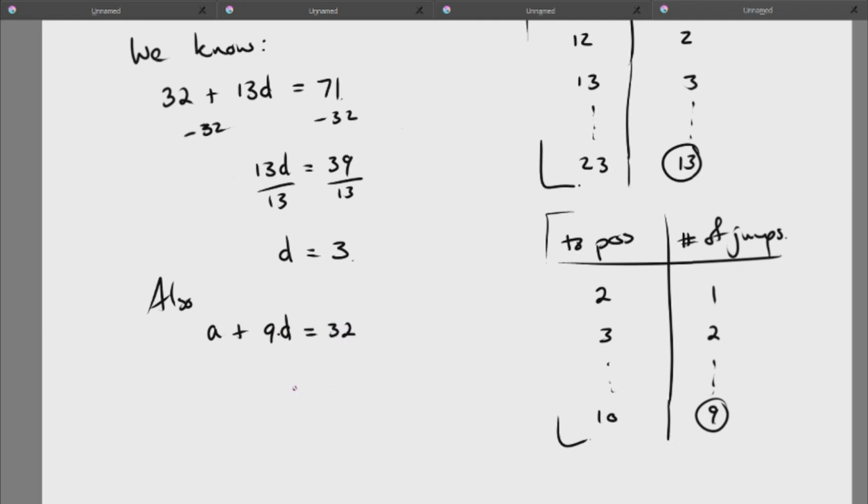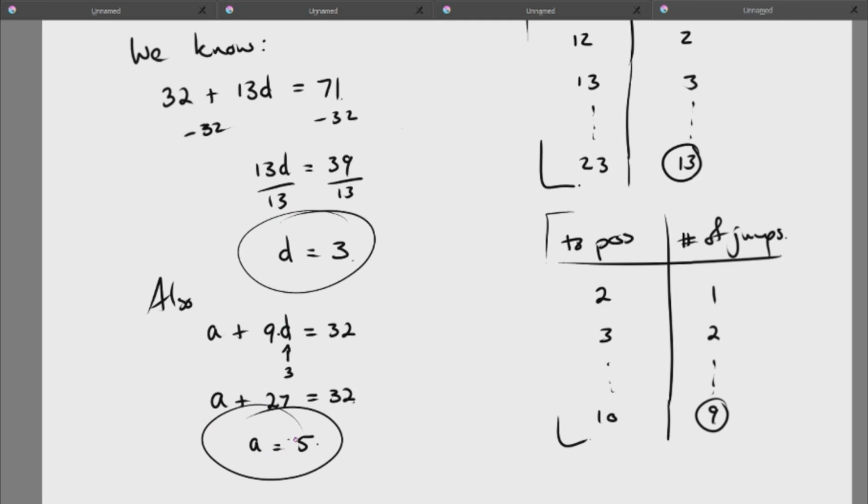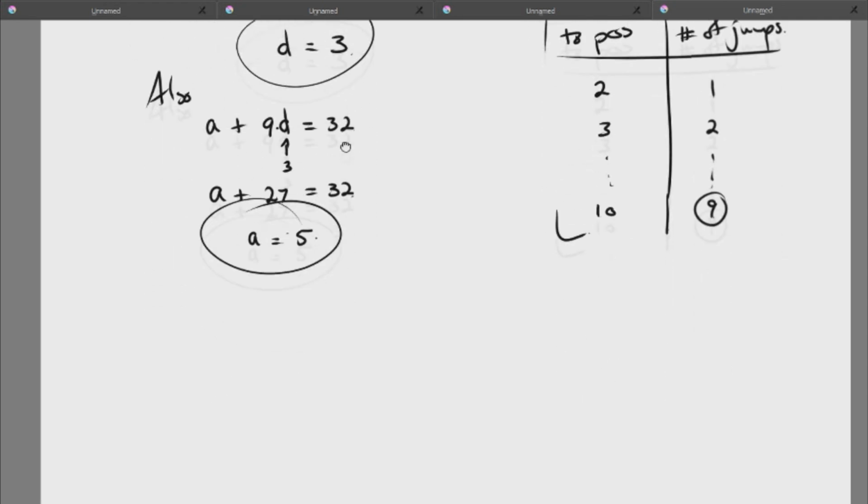So it's the same kind of thing. I just can't use the 32 to 71 again. I have to use another section of the sequence. Now I know this. This is 3. So A plus 9 times 3 is 27 equals 32. And therefore A is 5. So now I have the 2 aspects of the arithmetic sequence that I need. And I know the sequence completely.